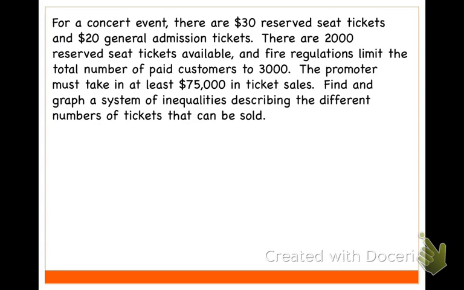We'll use our graphing calculator to help us graph these a little bit. But we do want to first identify what our variables are going to be. So I'm going to have x equal the number of reserved seats, and I'm going to have y equal the number of general admission seats tickets.